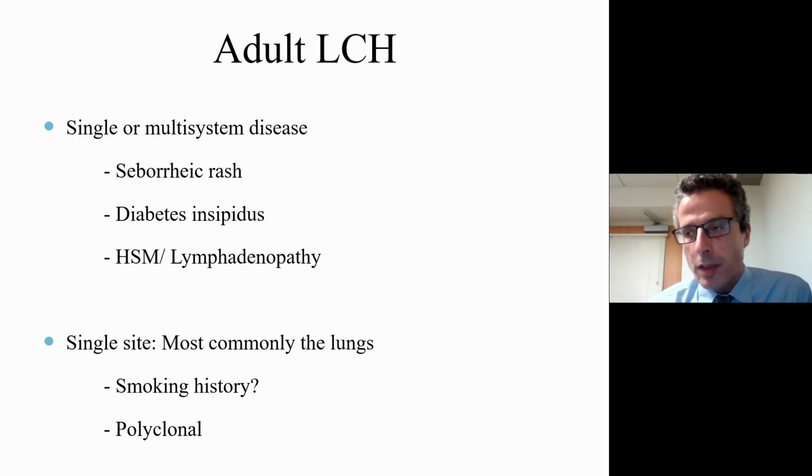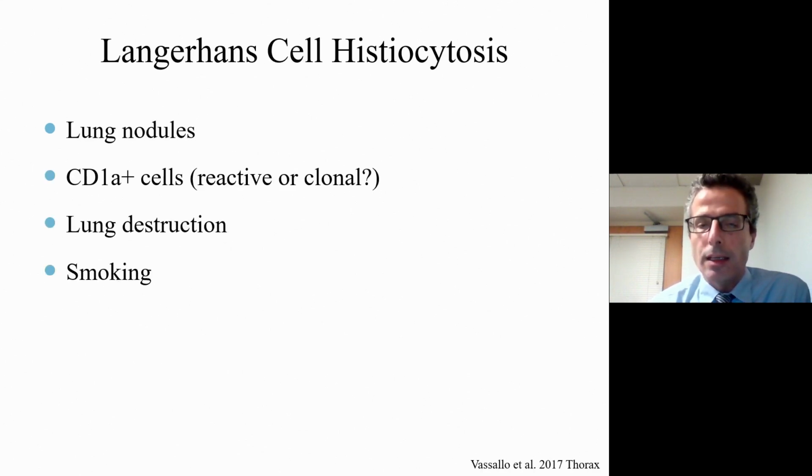So if you have a patient who's a smoker with cystic lung disease and has diabetes insipidus, obviously LCH has to come all the way up to the top of the differential diagnosis. Now, when it's a single site involvement, it's most commonly the lungs that are involved, and almost invariably there's a smoking history. Whether the disease is polyclonal or monoclonal, meaning whether the mutation is the same across all the organs affected, or it's a single mutation that's spread to the other organs, is not entirely clear.